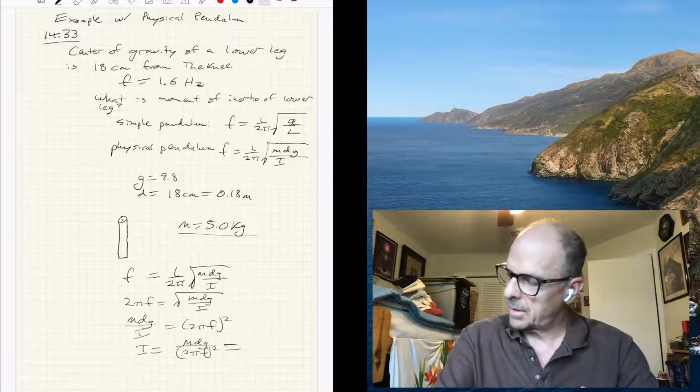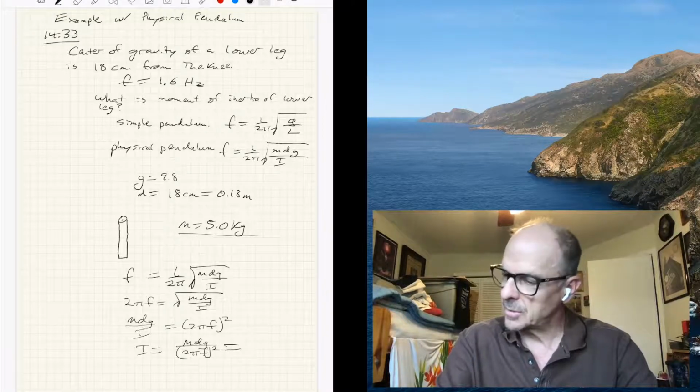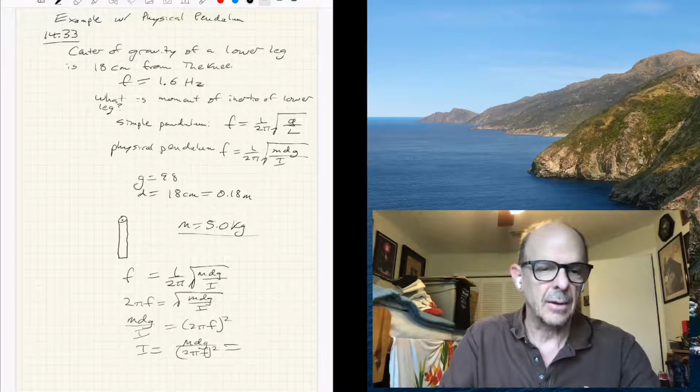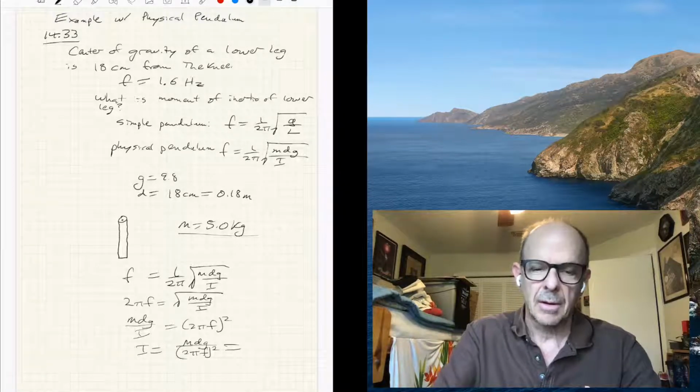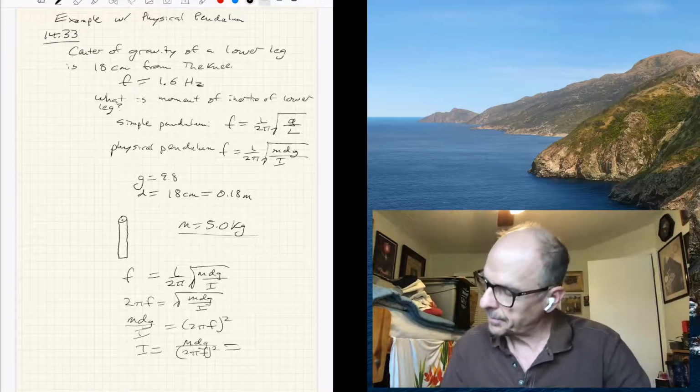Plugging in, m is 5 times 0.18 times 9.8 divided by (2 times pi times 1.6) all squared, and we get the moment of inertia of 0.87.